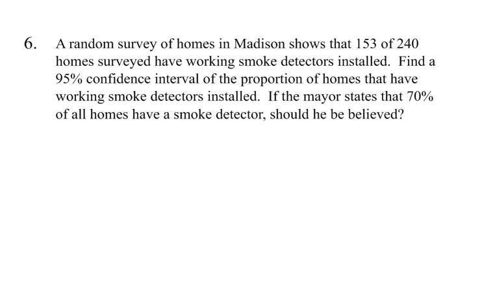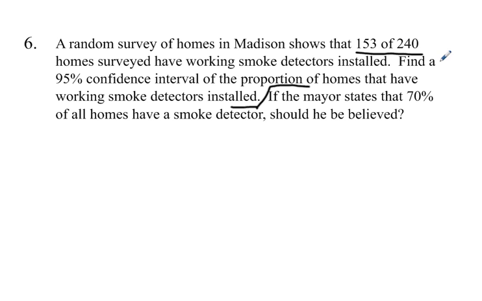Here we go. All right, don't write all this down. Let's read it together. A random survey of homes in Madison shows that 153 out of 240 had working smoke detectors installed. Okay, here's our main thing we need. We surveyed 240 homes. 153 of them said yes, they have a working smoke detector installed. We want to know a 95% confidence interval of the proportion of homes that have working smoke detectors installed. Now stop right there. This second part we're going to answer once we have our confidence interval.